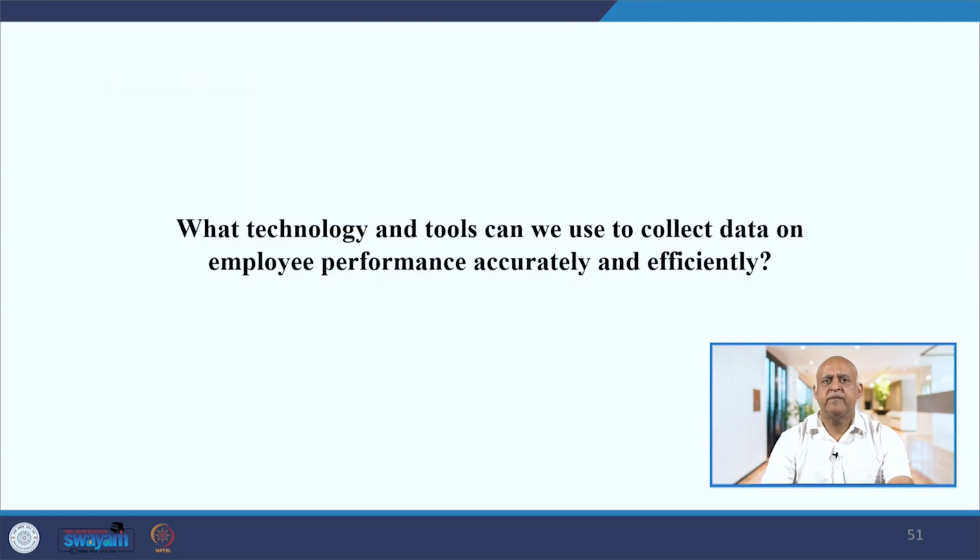This also helps us understand what technology and tools can be used to collect data on employee performance accurately and efficiently.